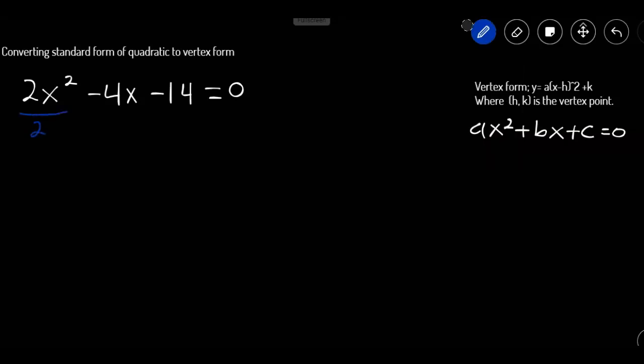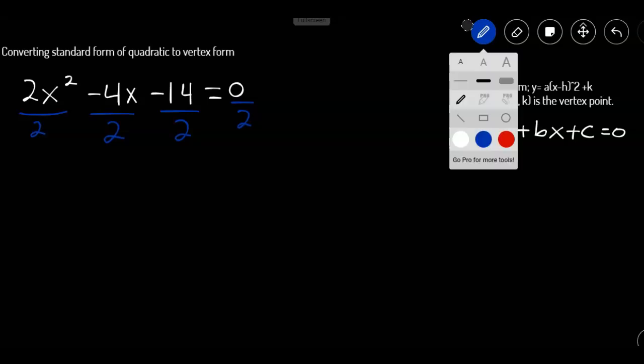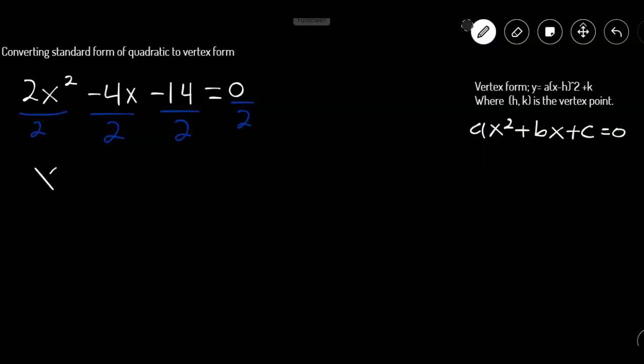So we're dividing here by 2, this by 2, this by 2, and this also by 2. We want to be fair and give everybody the same 2. So here the 2 will go away. We have x squared minus negative 4 divided by 2, which gives us negative 2x. Negative 14 divided by 2 gives us negative 7. 0 divided by any number is 0.